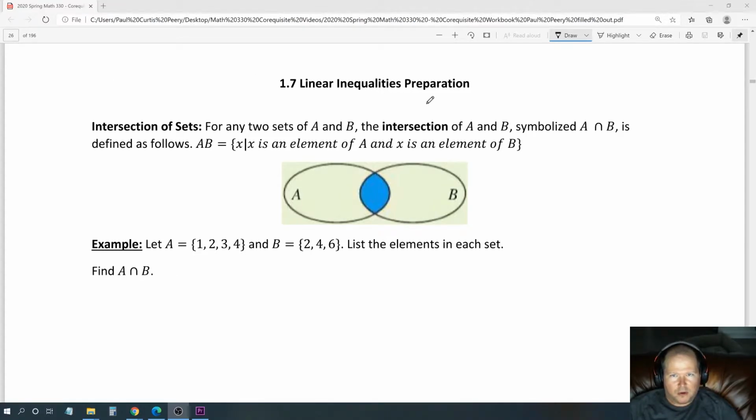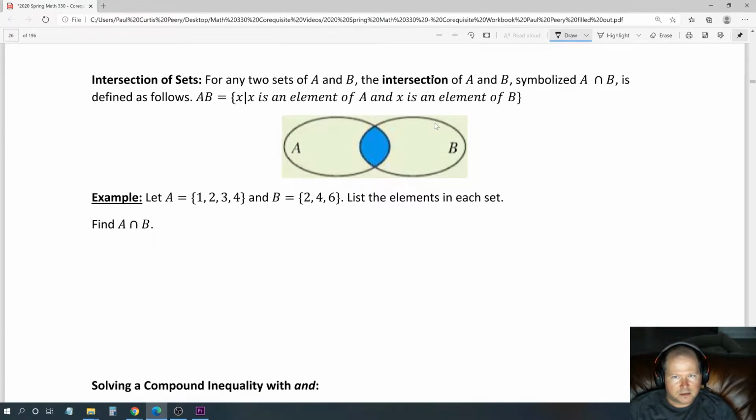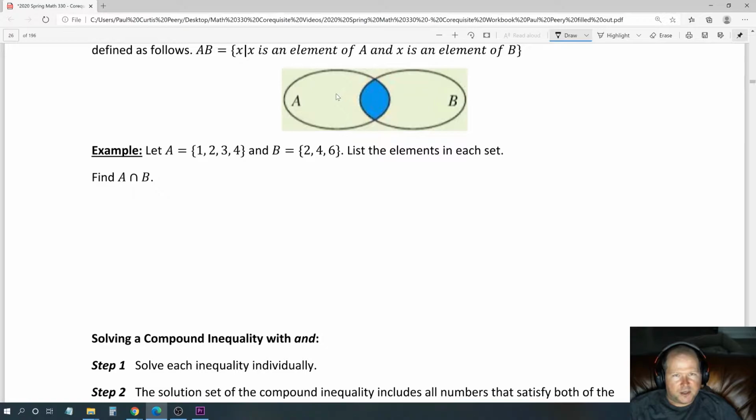1.7 Linear Inequalities Preparation. Okay, so now we're going to do intersections of sets. Go right here. This kind of shows you the "and", or intersection, of two different sets. So you have set A right here, then you have set B, and the part where they intersect is where the elements of both are, right there in the middle.